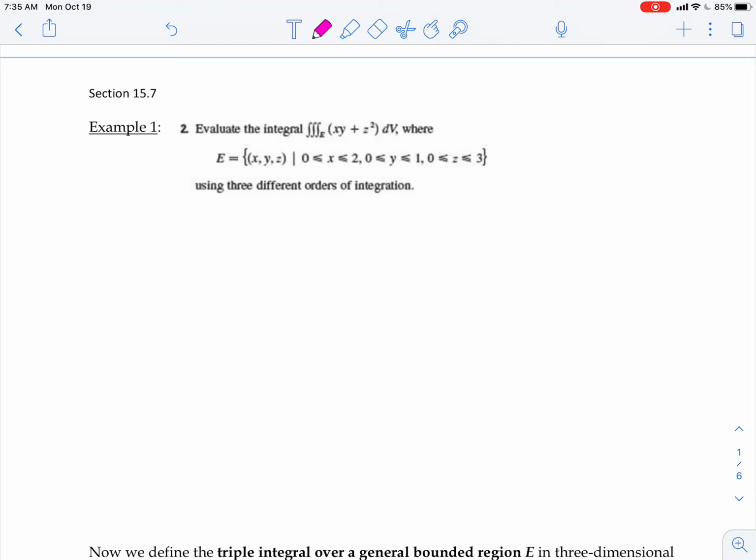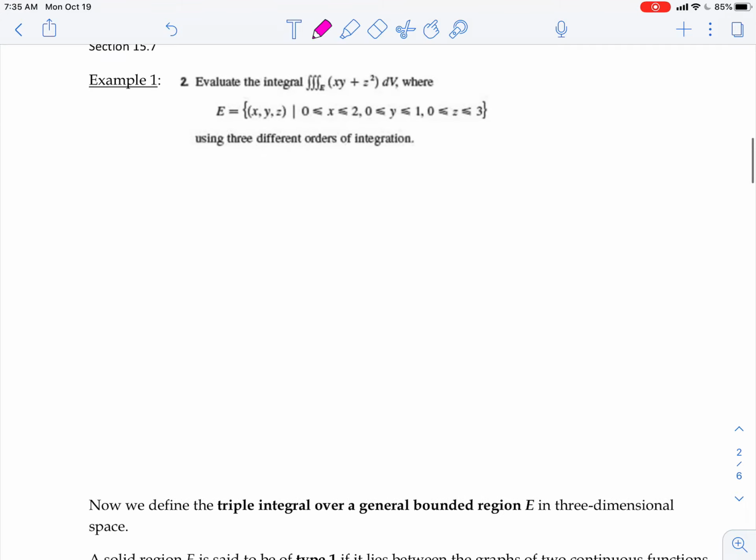But we're going to try to do this three different ways. And it's nice because the region is not defined by any variables, just by actual endpoints: 0 to 2 for x, 0 to 1 for y, and 0 to 3 for z. So let's start off with dz, dy, dx. So dx is on the outside, y is in the middle, and z is the inside.